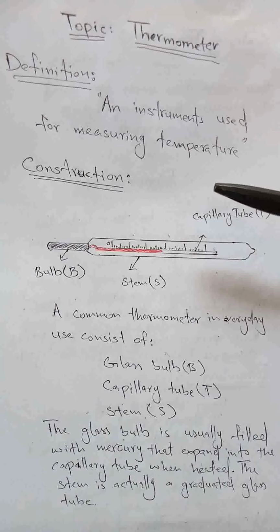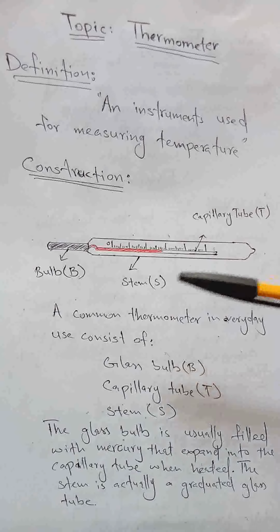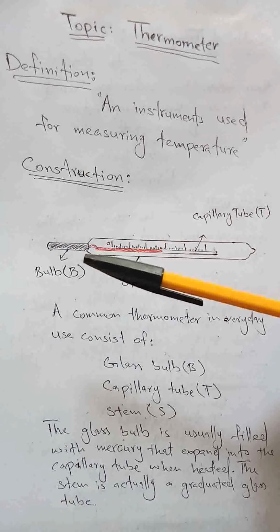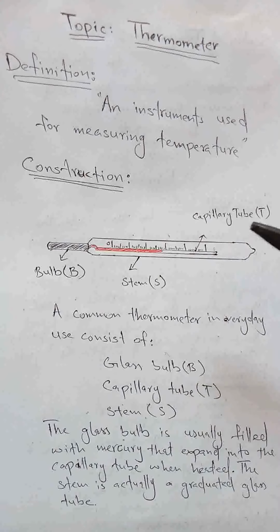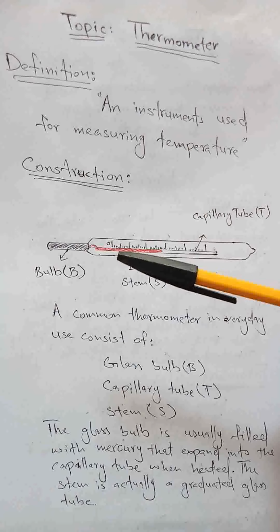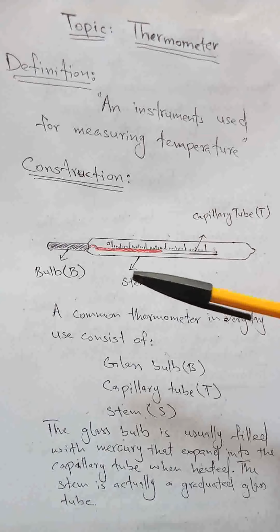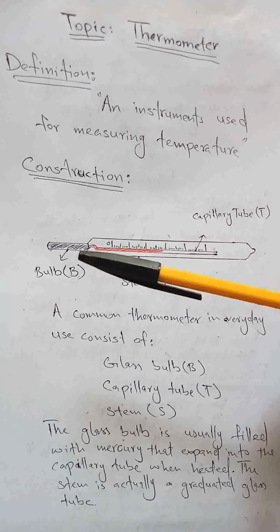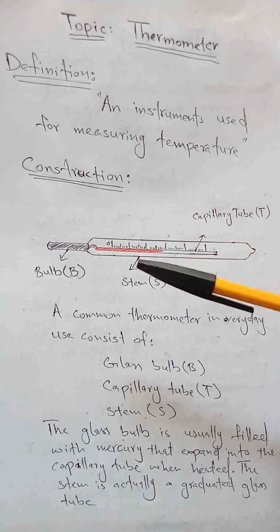What is the construction of a thermometer? In everyday use, the thermometer consists of a glass bulb, label is B, connected with the capillary tube, label is capital T, and this capillary tube is surrounded by a thick graduated glass tube that is called the stem. So basically it has three parts: bulb, capillary tube and a stem.